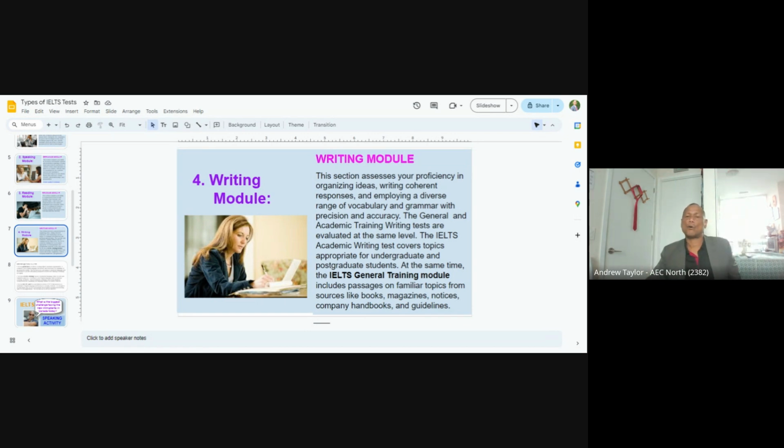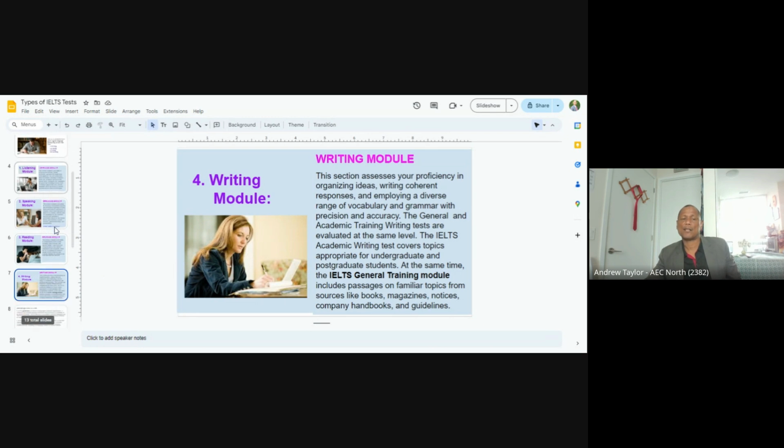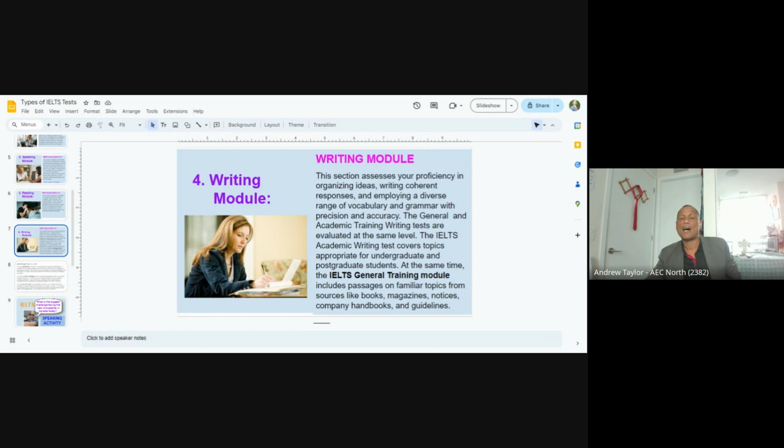Okay, so those are the four components of the IELTS test: listening, speaking, reading, and writing. I'm gonna post this so that you can review and download if you like. I created this. I did research and I put them together. I designed this, as you can see. I added pictures just to make it less intimidating on your part.